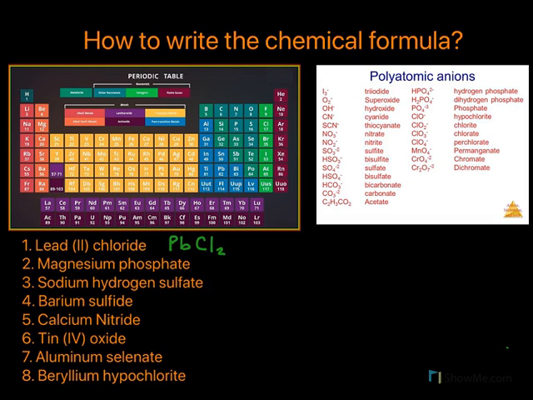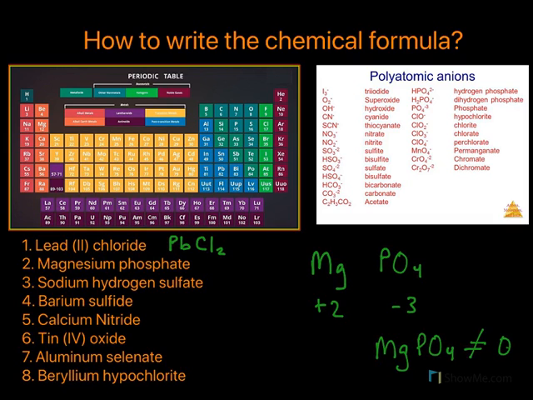For the next molecule, we have magnesium phosphate. So magnesium has a plus 2 charge when it is in an ionic compound, and phosphate, looking at our polyatomic anion table, has a minus 3 charge. Again, we cannot just simply put magnesium and phosphate together because this does not equal a 0 total charge. This is a plus 2. This whole thing here is a minus 3. That means that as this is written, it has a negative 1 charge. So this is not going to be the correct chemical formula.